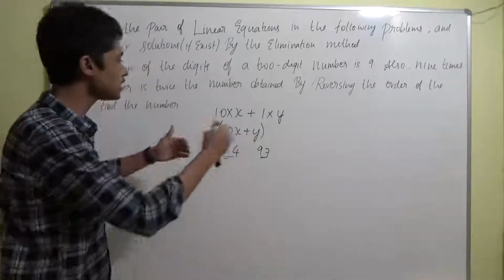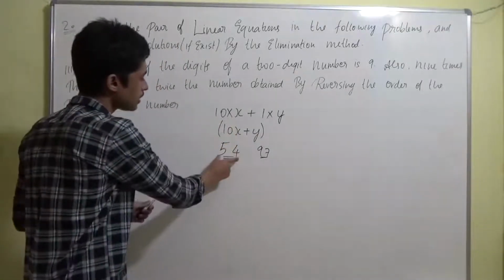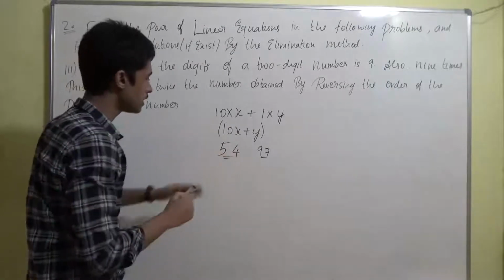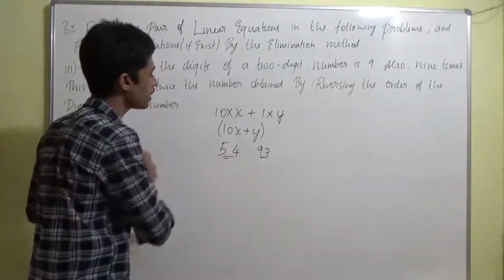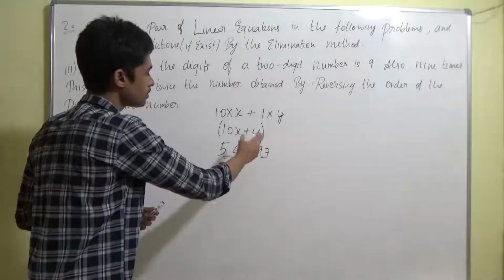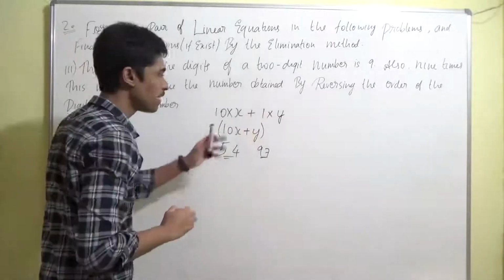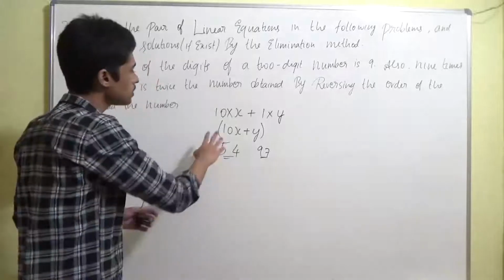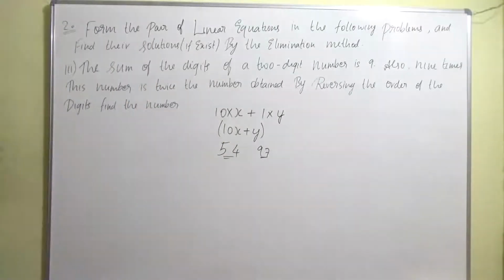10's place means it is a multiple of 10, right? The 10's place in any two-digit number means it is a multiple of 10, which means 10 into x. Let this x be 5, assuming, and the 1's place be a multiple of y, so that you get the number by addition. So it is 1 into y, a multiple of 1. So this is the general form, guys. This was a quick recap of the concept which you are going to use.